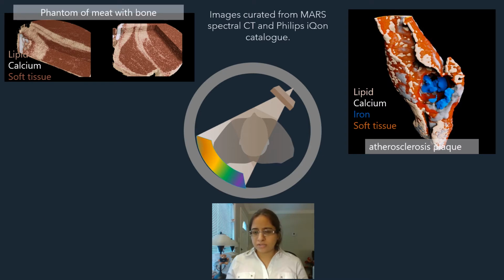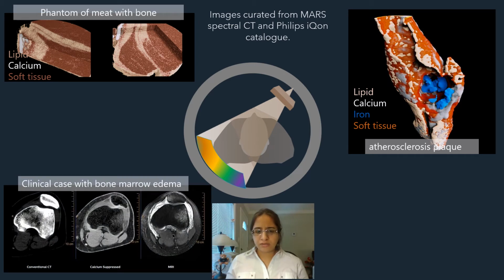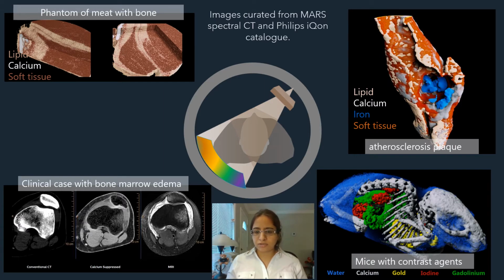color. And this is an example of an atherosclerosis plaque where the lipid deposition or iron deposition and soft tissue were all separated from one another. This is a clinical case with bone marrow edema where typically in the conventional CT we have a lot of attenuation from the CT signal and we cannot really observe any soft tissue, whereas in the spectral CT where the signal from the calcium is suppressed, the doctor could pick up this abnormality, and that was really competing with MRI signal. And this is a commercial example of mice being injected with multiple contrast agent materials.